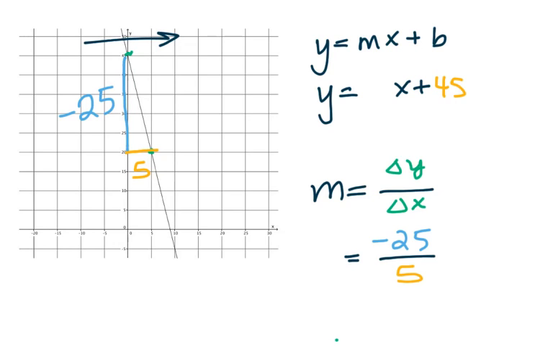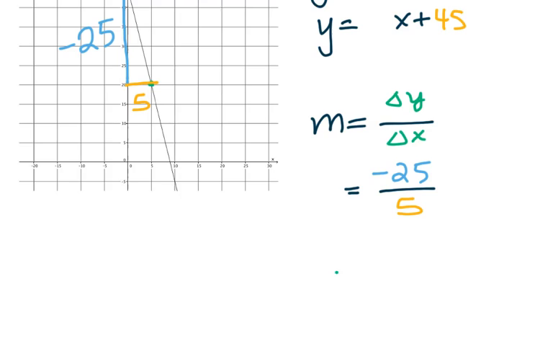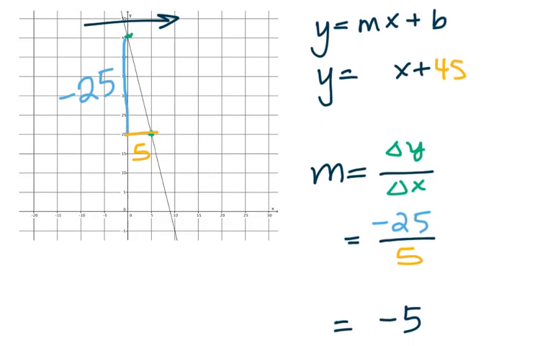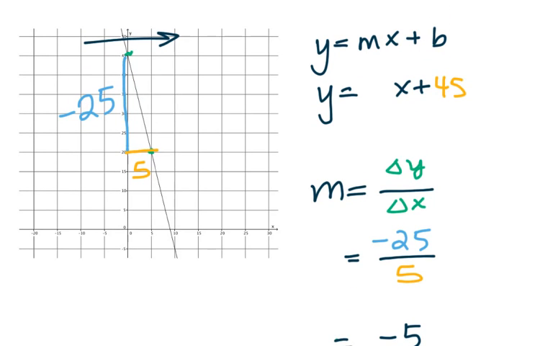This needs to be simplified. I think you know that when we have negative 25 over positive 5, that gives us negative 5 as our simplified version, our slope. So from here, now I have all the information I need to complete my equation. So I'm going to have y equals negative 5x plus 45.